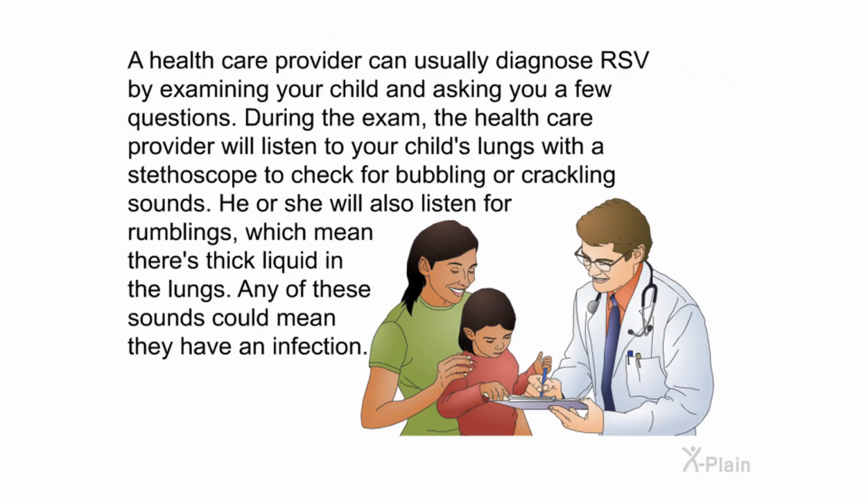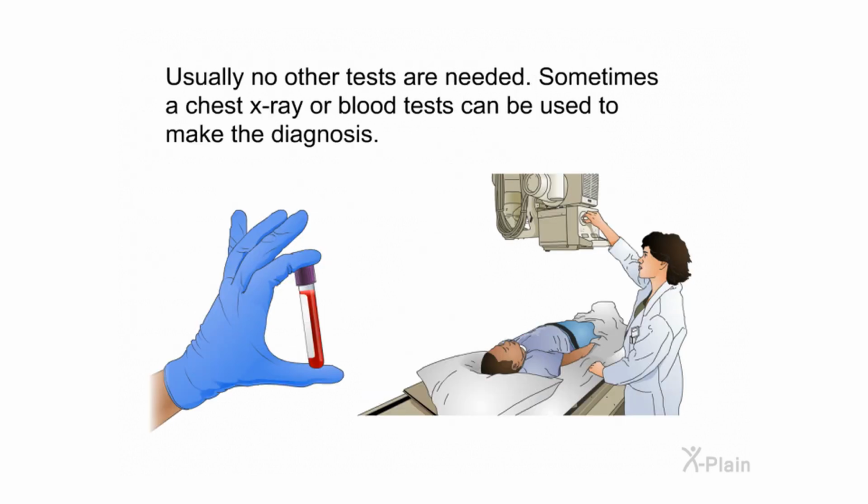A healthcare provider can usually diagnose RSV by examining your child and asking you a few questions. During the exam, the healthcare provider will listen to your child's lungs with a stethoscope to check for bubbling or crackling sounds. He or she will also listen for rumblings, which mean there's thick liquid in the lungs. Any of these sounds could mean they have an infection. Usually, no other tests are needed. Sometimes a chest X-ray or blood tests can be used to make the diagnosis.